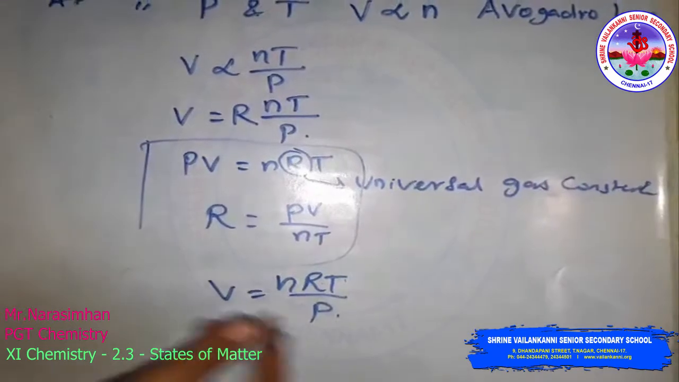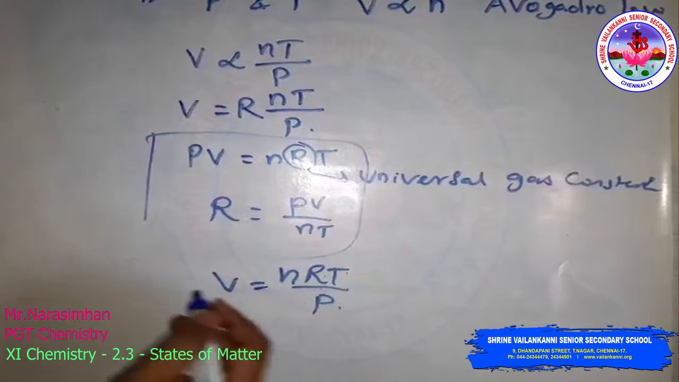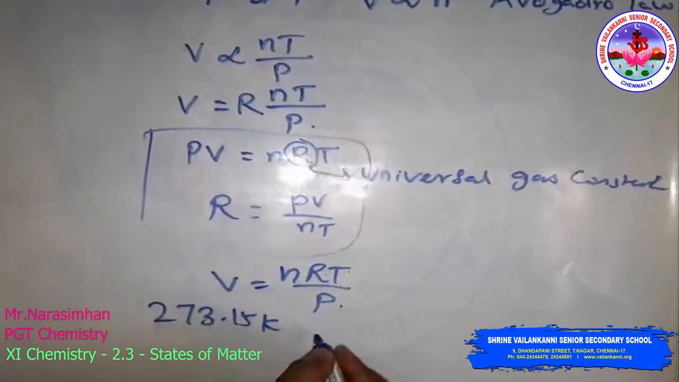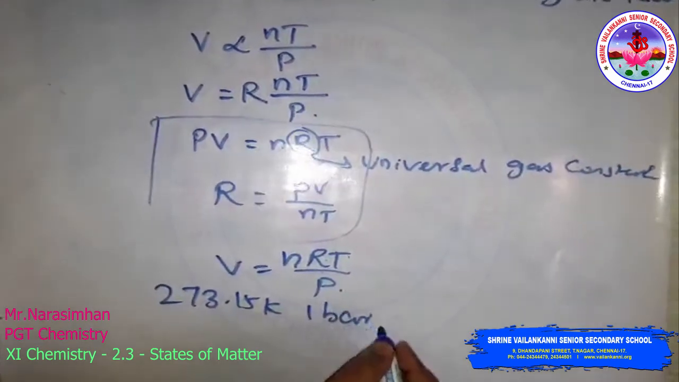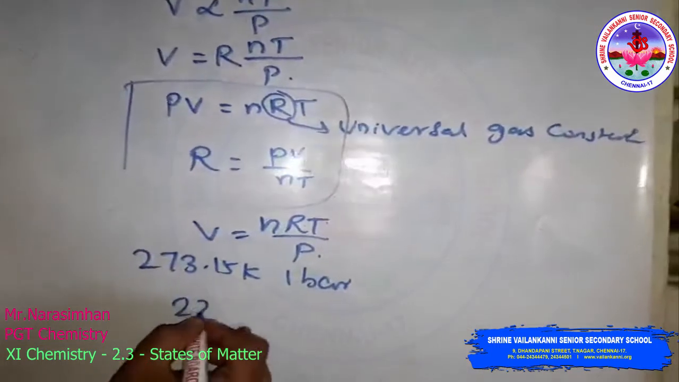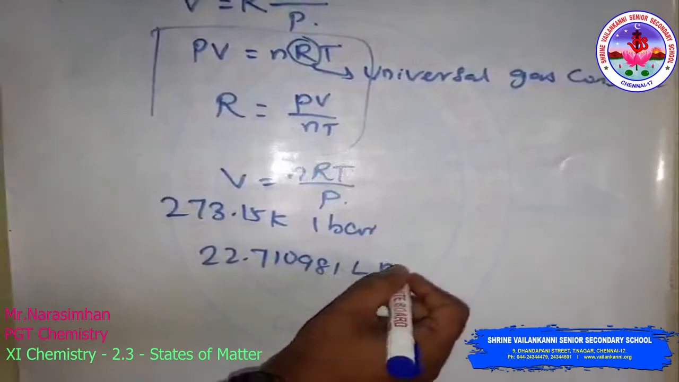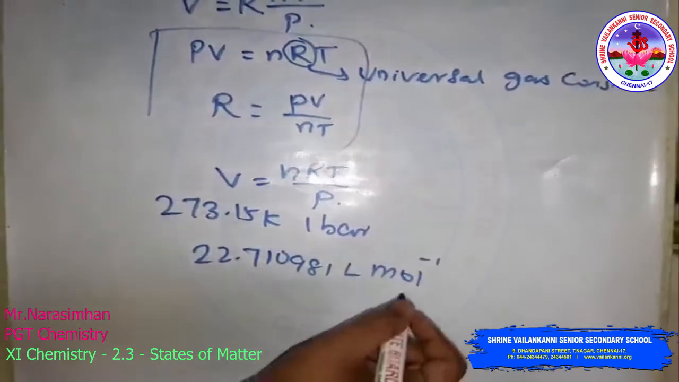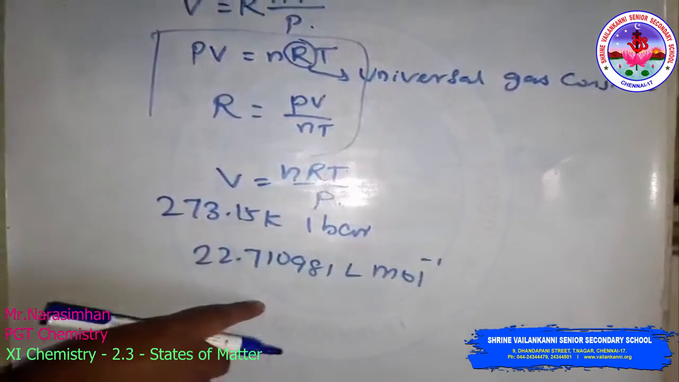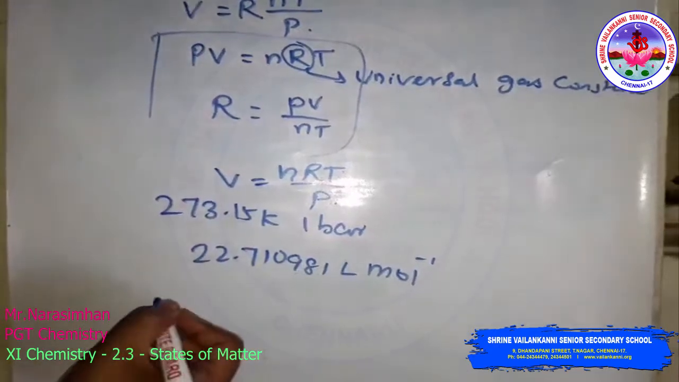So the volume of 1 mole of an ideal gas at standard temperature and pressure, the conditions being 273.15 Kelvin and 1 bar pressure, is already known to us: 22.710981 liter per mole, that is liter mole inverse. So here the value of R for 1 mole of an ideal gas can be calculated.